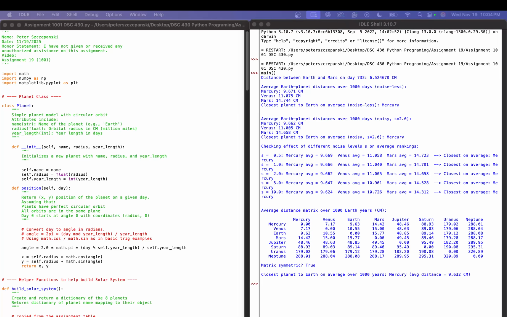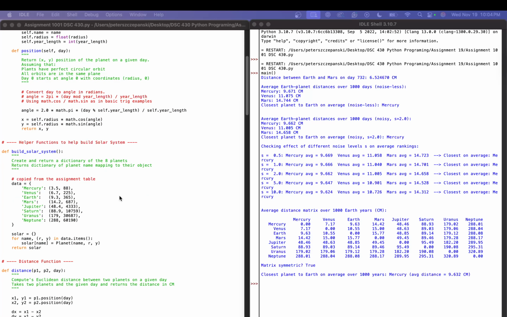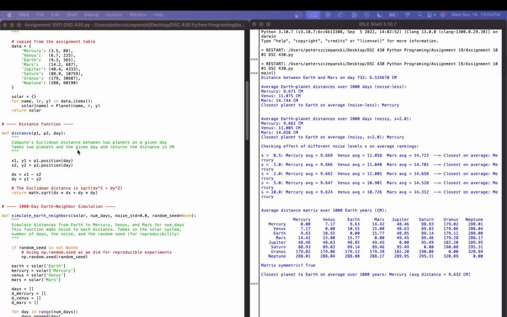So this is between Earth and Mars is 732. First I computed the distance between Earth and Mars using my distance function. And then in my program, I created both planet objects, Earth and Mars, and then I called the distance function, Earth, Mars, 732. Okay, and then I roughly get 6.52 cm units, and cm stands for a million miles.